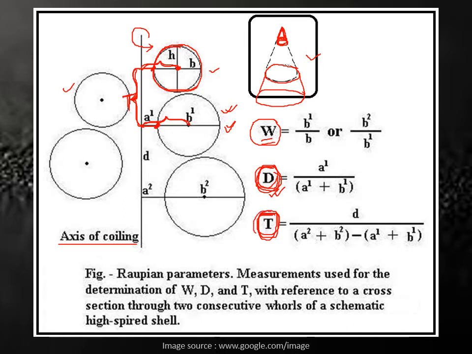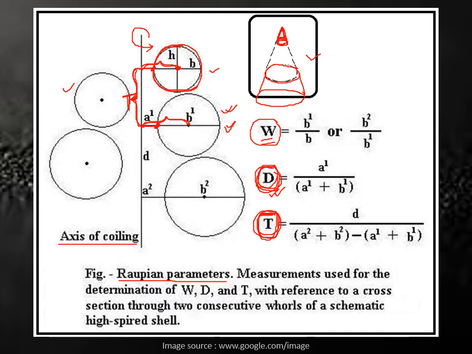And third is the translation rate, which is the distance covered along the vertical axis of coiling after its complete 360 degree rotation. So these are the three parameters, and depending on various values of these parameters, we get different types of molluscan shells. Now this was first proposed by Raup, so these are also known as Raupian parameters.